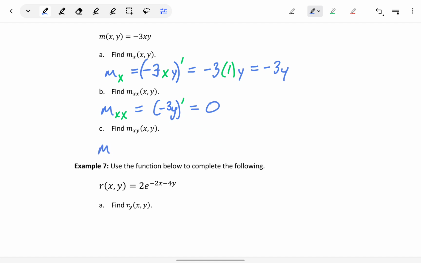In part C, we want to find m sub xy, meaning we're taking the first derivative with respect to x, that result we found in part A, but now for the second derivative, we'll differentiate with respect to y. That means we'll find the derivative of negative 3y, this time with respect to y, which will give us negative 3 times 1, or just negative 3.